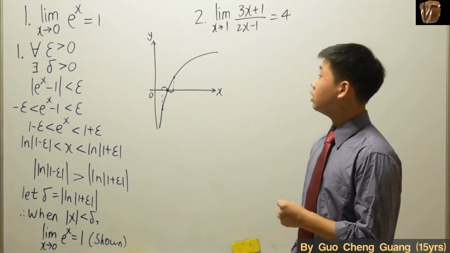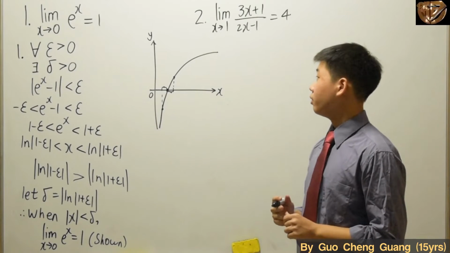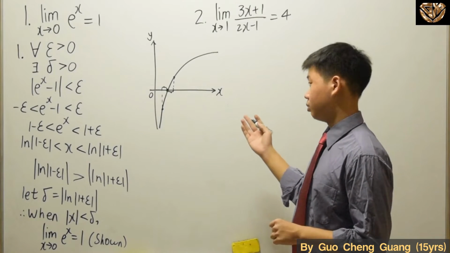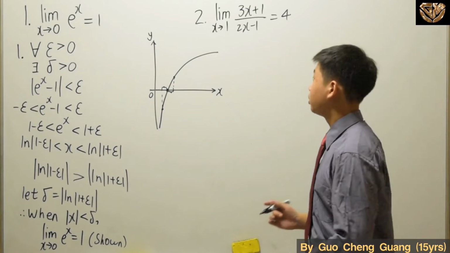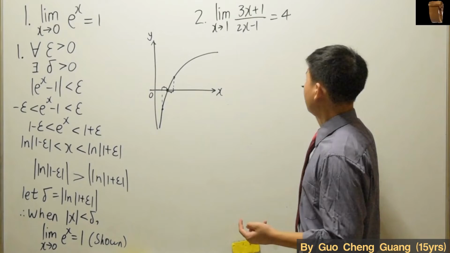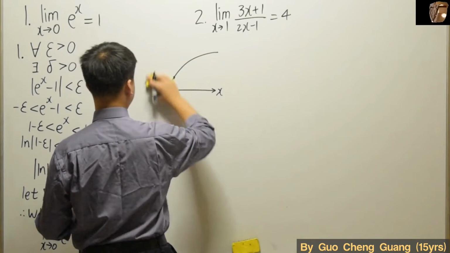Alright, so this will be for your first example. You have to show the limit as x approaches 0 of e to the power of x is equal to 1. Right, now that's the first example. Let's take a look at our second example. Now I'm just going to remove this part.